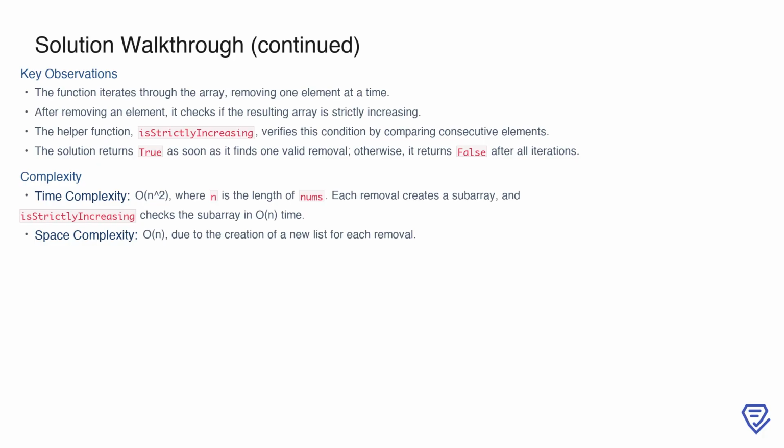This is accomplished using the helper function isStrictlyIncreasing, which validates the condition by comparing consecutive elements. If we find even one instance where removing an element makes the array strictly increasing, we return true. Otherwise, after all iterations, we return false. In terms of complexity, the time complexity is O(n squared), because for each of the n elements removed, the helper function performs an O(n) check on the resulting subarray. The space complexity is O(n) due to the creation of a new array for each removal.